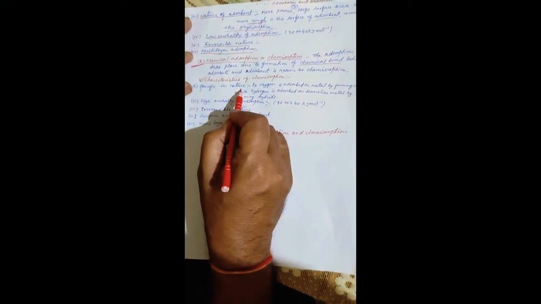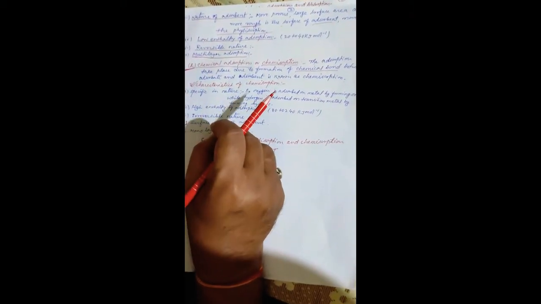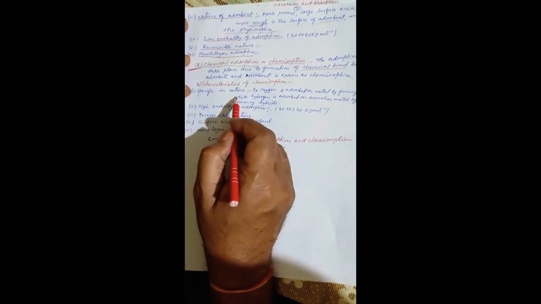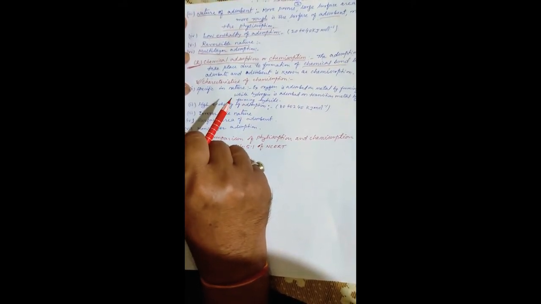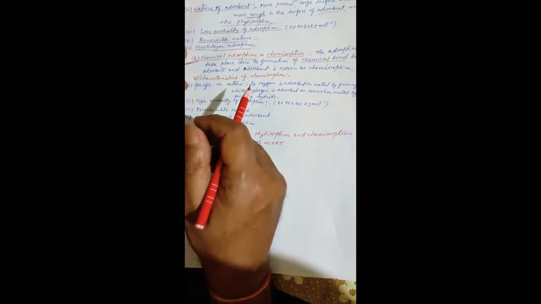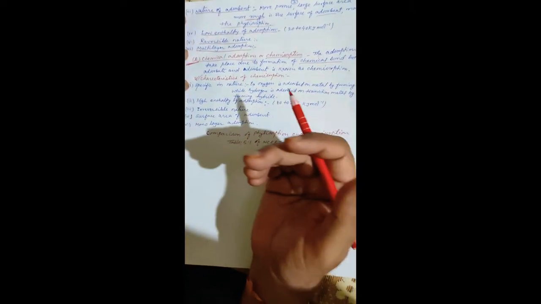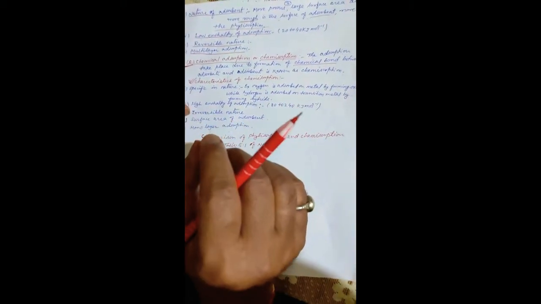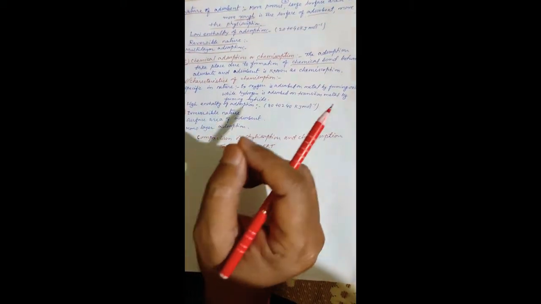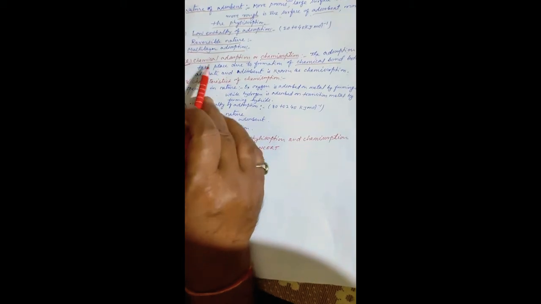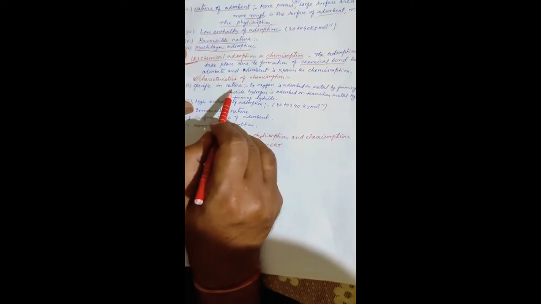Point one is specific in nature. Already you know, if there is formation of a chemical bond, so chemisorption is highly specific. It is not like physisorption, where any gas can adsorb on the surface of any adsorbent. No. A particular gas is adsorbed on a particular adsorbent. This is the concept of chemisorption. It is highly specific in nature.